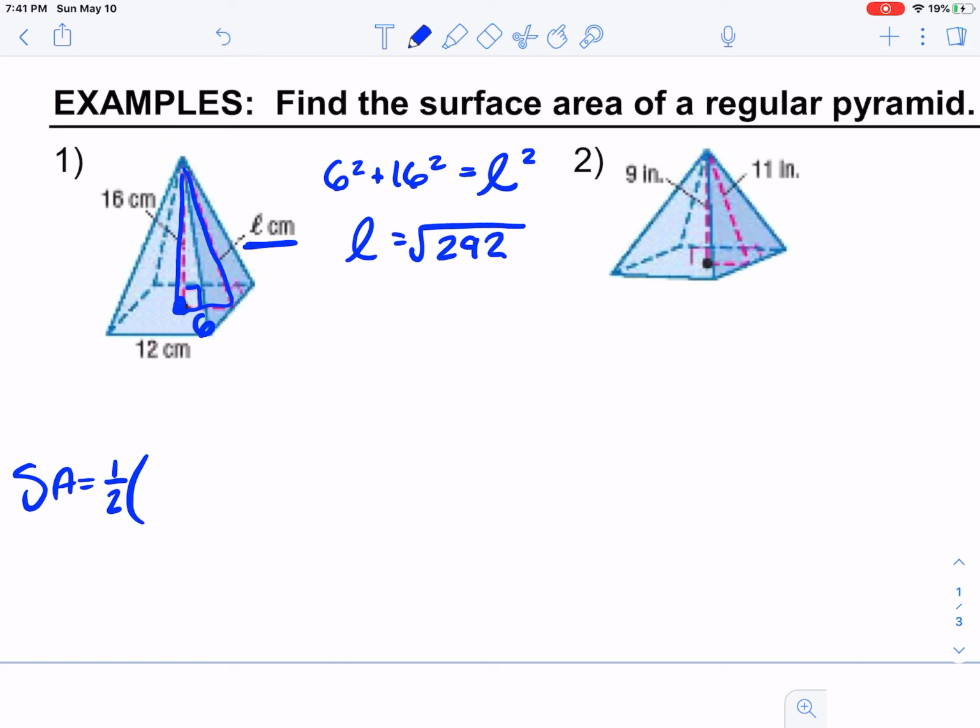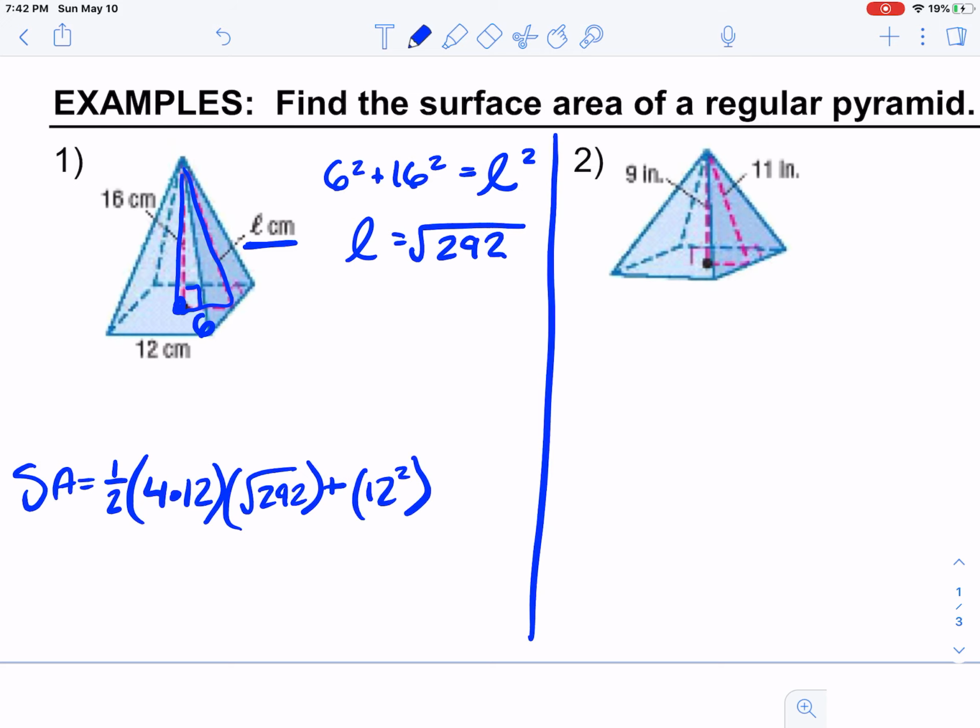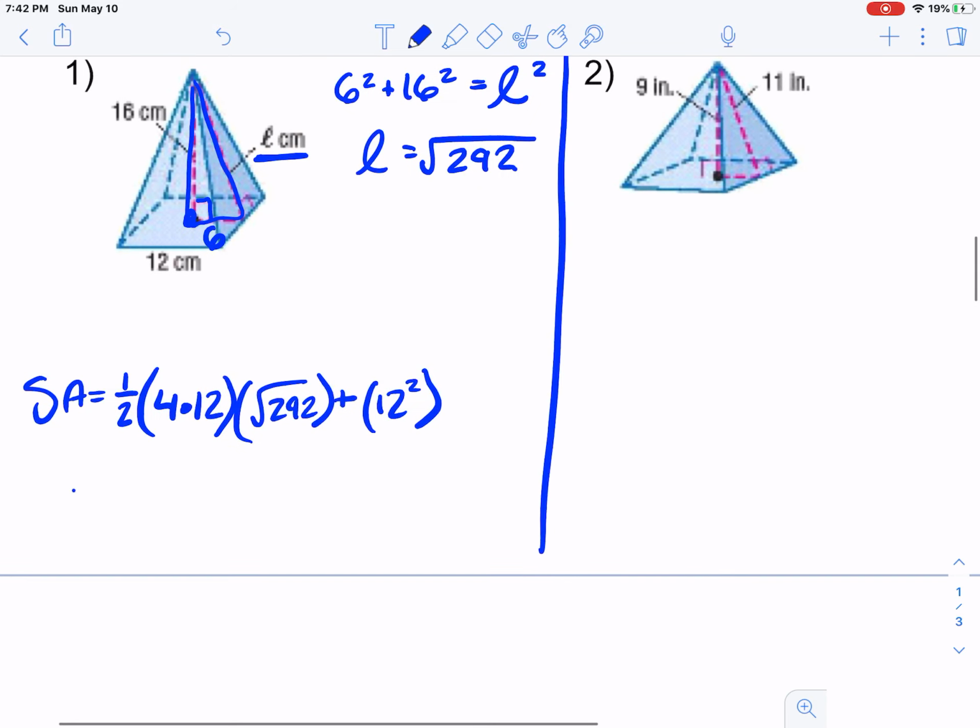Sorry about that. So we have half times 4 times 12 times our slant height, which we just found is square root of 292, plus the area of our base, which is 12 times 12, or we could write 12 squared if we wanted. Okay, so if we go ahead and simplify that out, we're going to get just about 554.1. And again, I'm just going to round to tenths this time and make sure you have your units, so centimeters squared, since we're dealing with surface area.